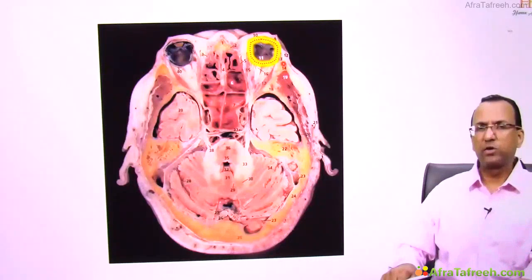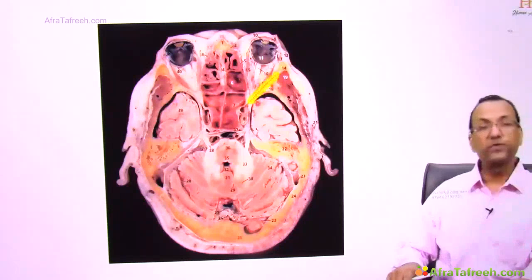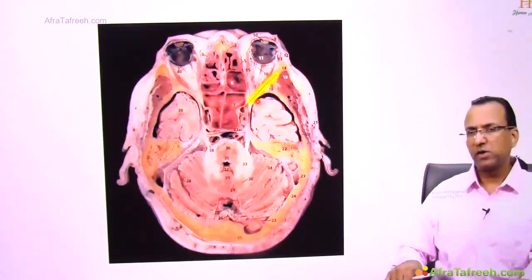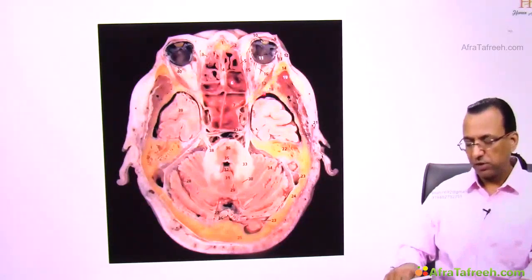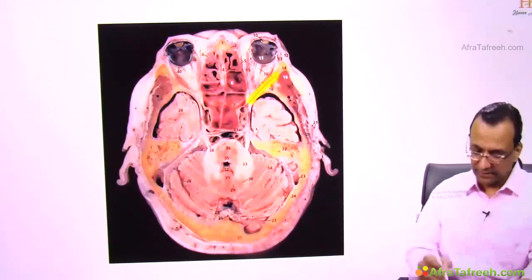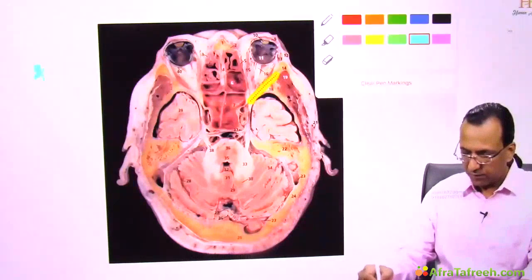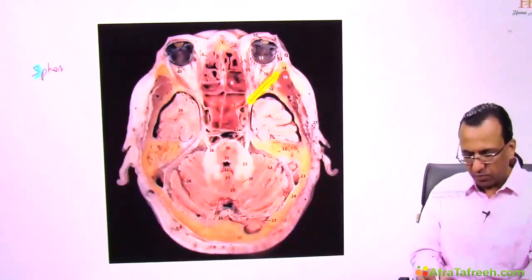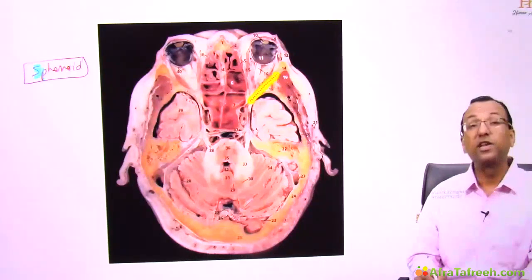Lateral wall of orbit, there are two bones, and one of them is greater wing of sphenoid. Yes, greater wing of sphenoid is the lateral wall of the orbit. If you remember, we have discussed the sphenoid bone contributing to orbit at three places.